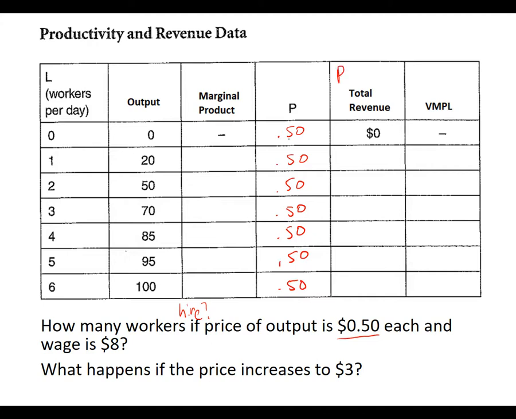The total revenue is price times quantity. The value of the marginal product of labor is the marginal product of labor times the price of the product, and the marginal product is the change in quantity over the change in labor, okay? So these are all units of one, so that denominator doesn't really matter. So I'll just do this one quickly.